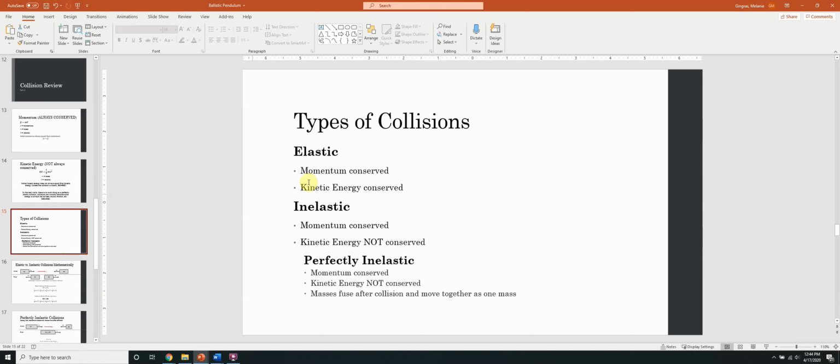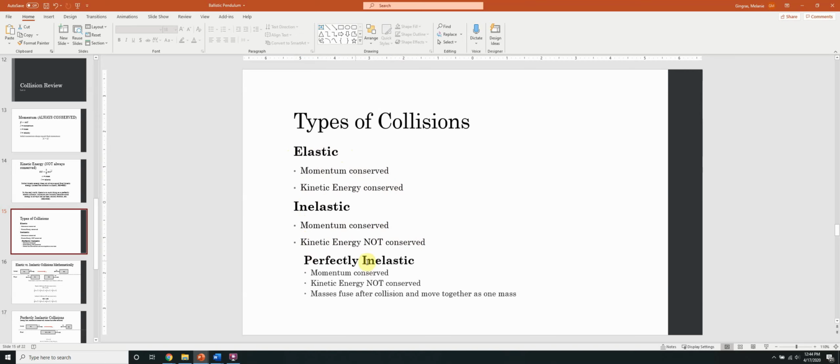So just to really drive home my point about our types of collisions, we have 2 types of collisions. We have elastic, and elastic collision means that both momentum and kinetic energy are conserved. If we have an inelastic collision, this means that momentum is conserved, but kinetic energy is not conserved.